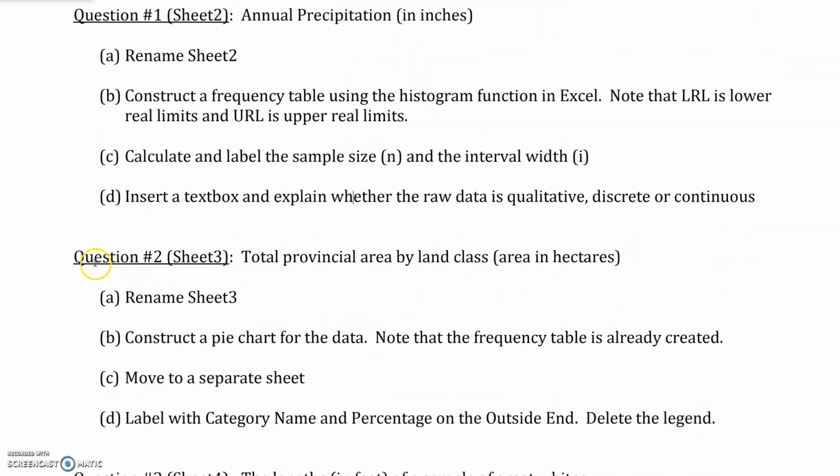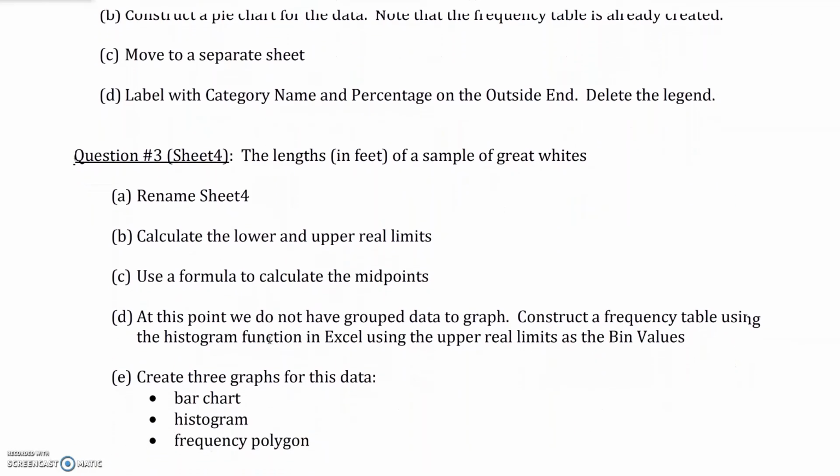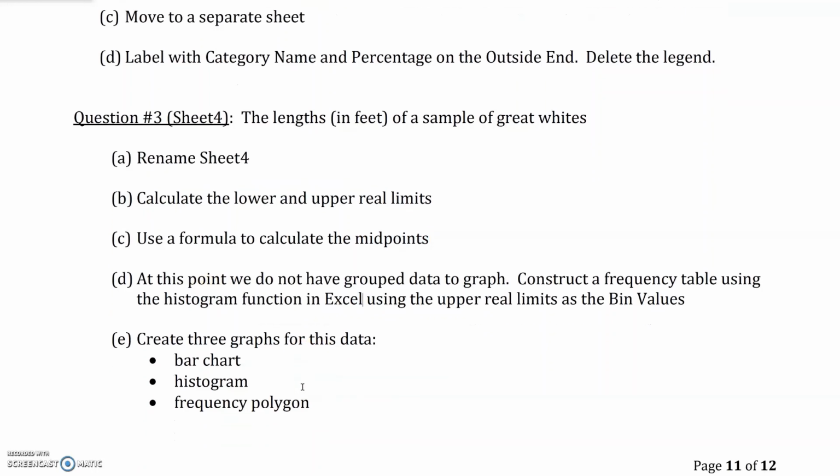And then we're going to get into a second question, which refers to sheet 3. In sheet 3, we're given the total provincial area by land class, and so you're going to rename it, construct a pie chart for that data, and then note, because you already have a frequency table created, you don't need to do that initially. Whereas question 4 is a larger question because you need to calculate the lower and upper limits, calculate the midpoints, use the histogram function, and then create 3 different charts.